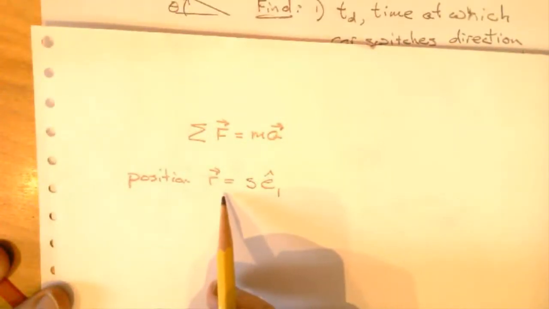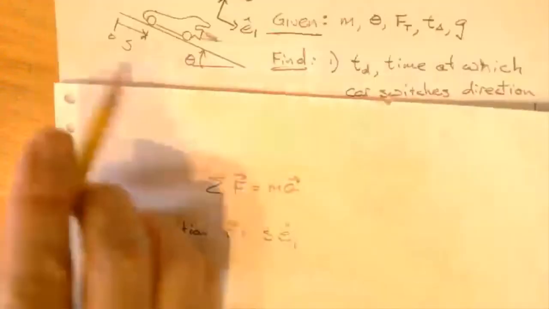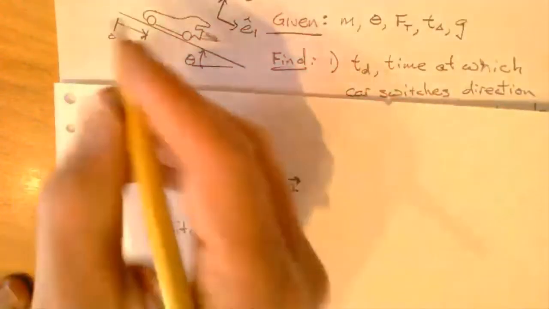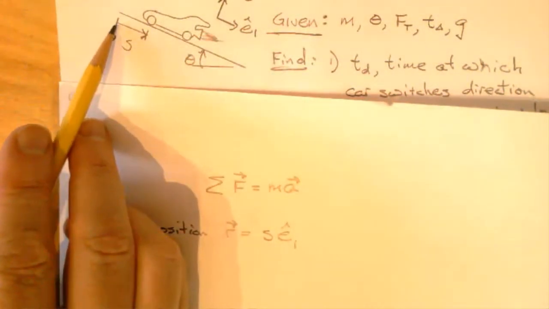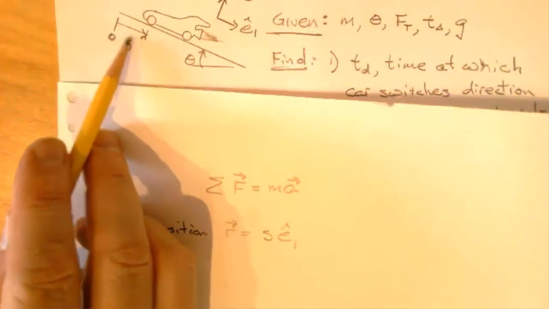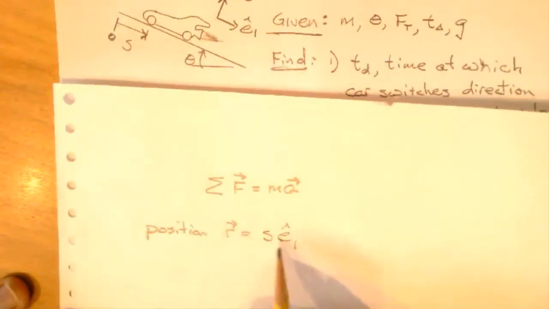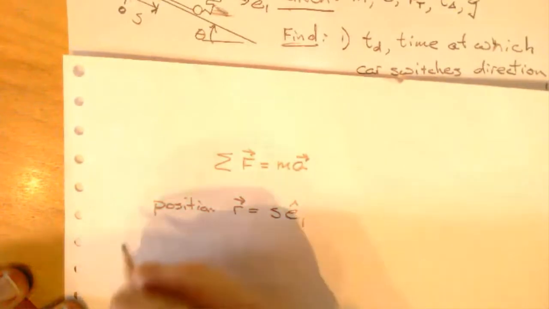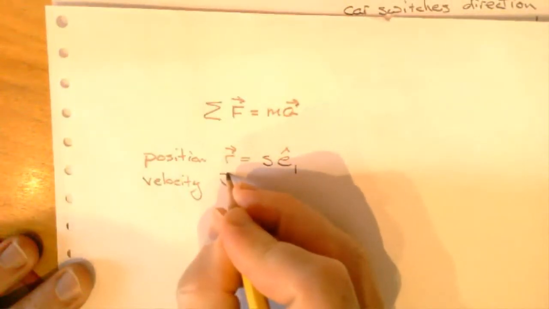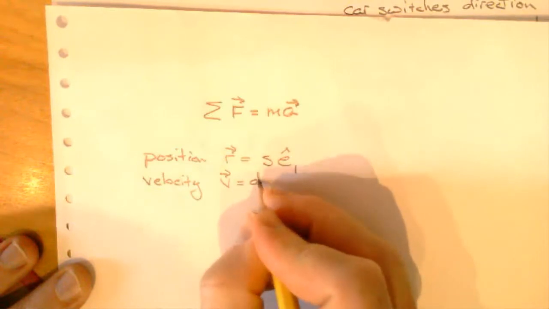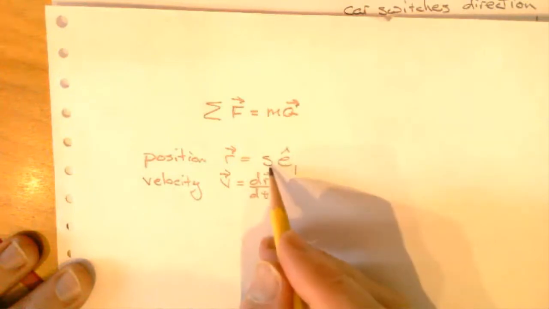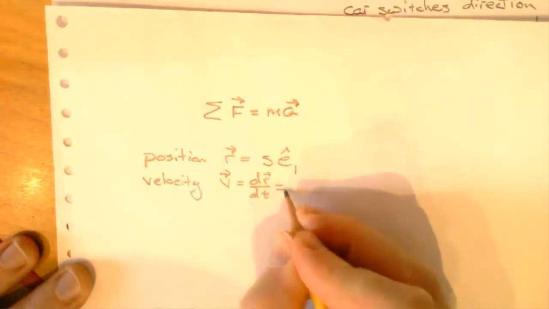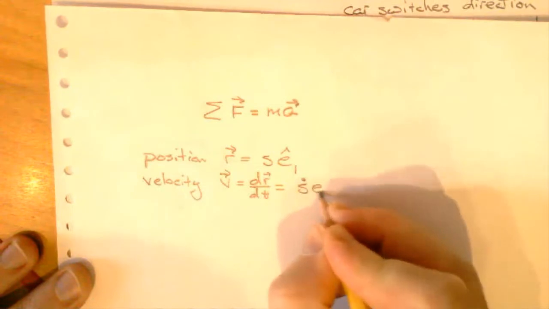So therefore I can represent the position of the car as a distance s. Remember there's the distance right here, s. The 0 point, s equals 0, is where we start off, right? And as the car moves downhill, s is getting larger. So position is s in the e hat 1 direction. Velocity, call that v, is just the time derivative of r. The only thing changing in this s e hat 1 for the position is the s, so this is going to be s dot e hat 1.